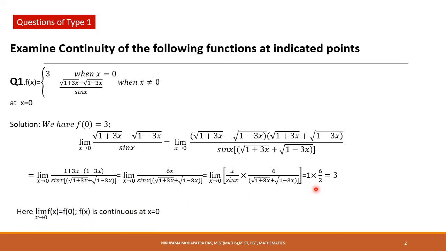So limit x approaches 0 f(x) equal to 3 and f(0) also equal to 3, which means limit x approaches 0 f(x) equal to f(0). So the conclusion is f(x) is continuous at x equal to 0.